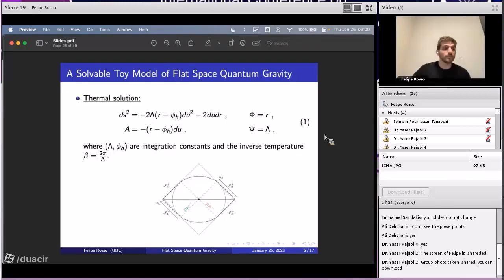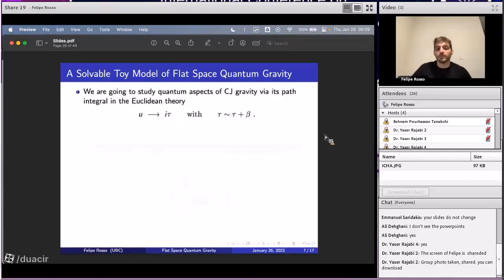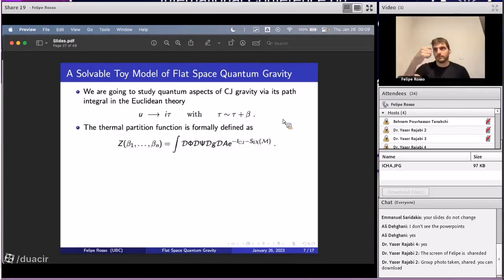And what we want to do next, the main reason we're interested in this toy model, is because we want to analyze quantum fluctuations in this theory. In order to do that, we're going to go to the Euclidean theory, and that means taking this boundary time and performing an analytic continuation to i tau, where tau is compactified by a quantity beta.